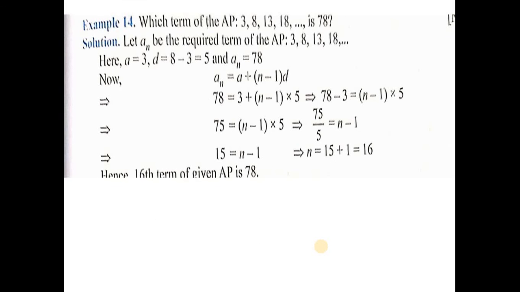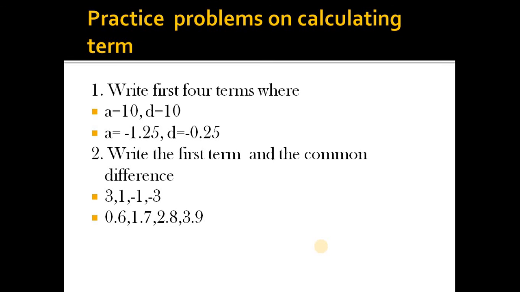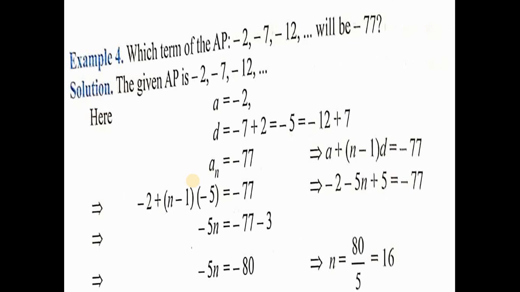So here students, we can see practice on calculating terms. So write the first four terms where a is equal to 10, d equal to 10. Here students, we will use the formula a plus n minus 1 d. Here also, we have to check the first term and common difference. Okay, so these are the problems to practice. You can solve them, and if you face any problem, you can write it in the comment box.